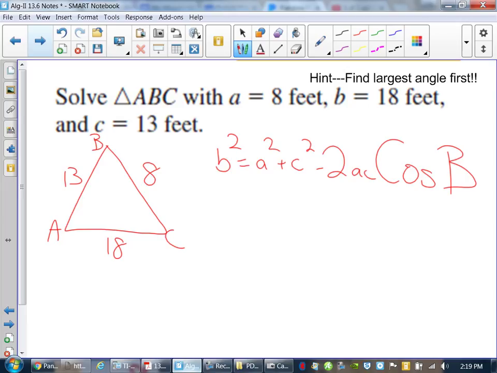Fill in the blanks. This is basically like the Pythagorean theorem for non-right triangles, kind of.